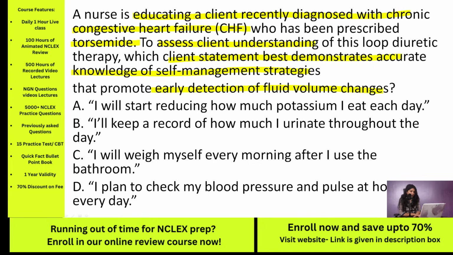Option A. I will start reducing how much potassium I eat each day. Option B. I'll keep a record of how much I urinate throughout the day. Option C. I will weigh myself every morning after I use the bathroom. Option D. I plan to check my blood pressure and pulse at home every day. Now let's identify which of these self-care practices is most effective in detecting changes in fluid status while on torsemide.